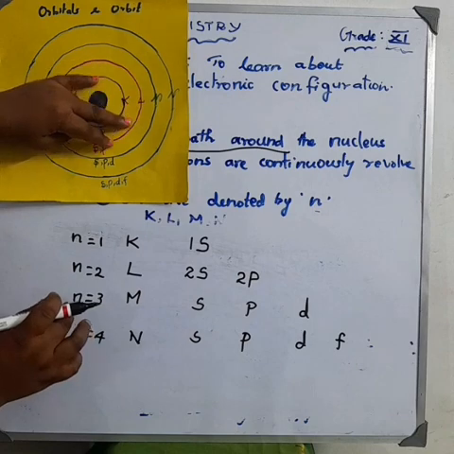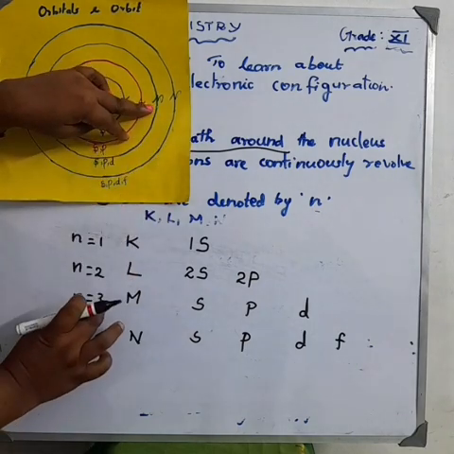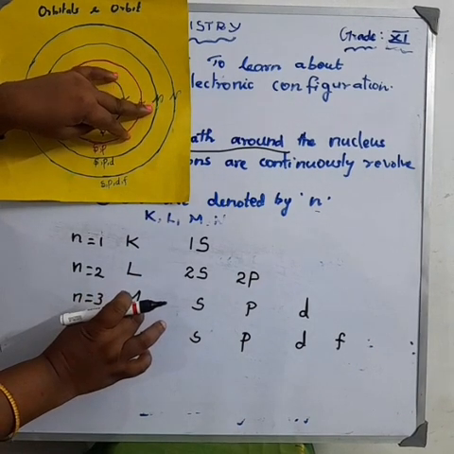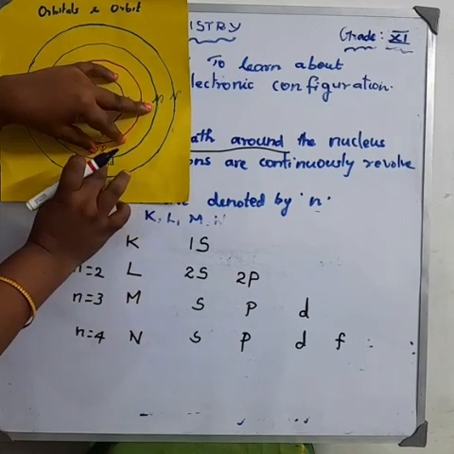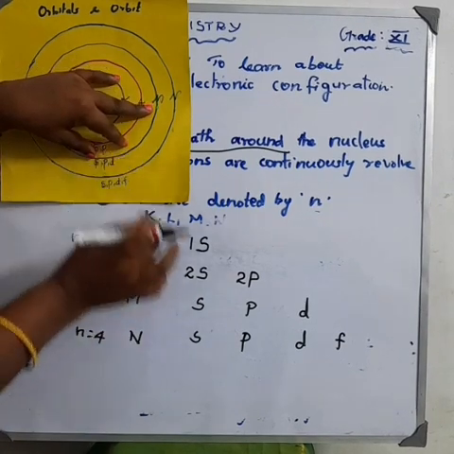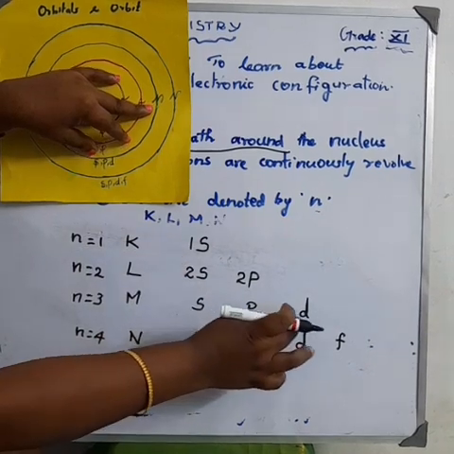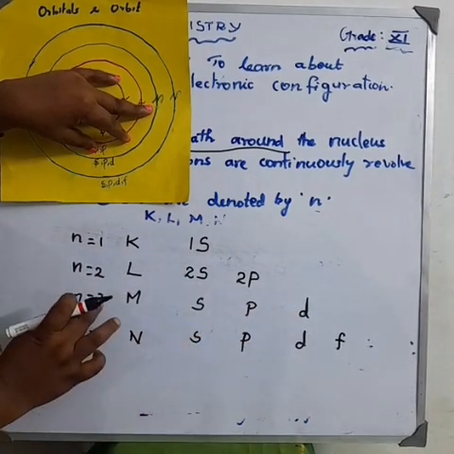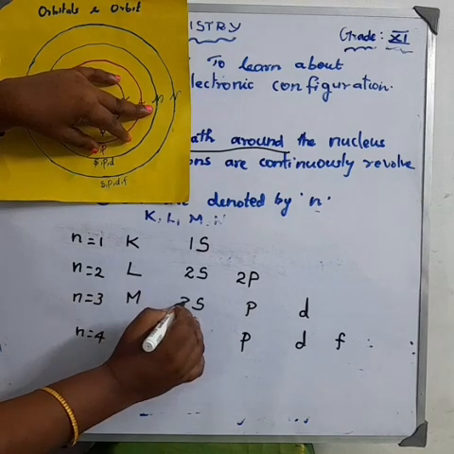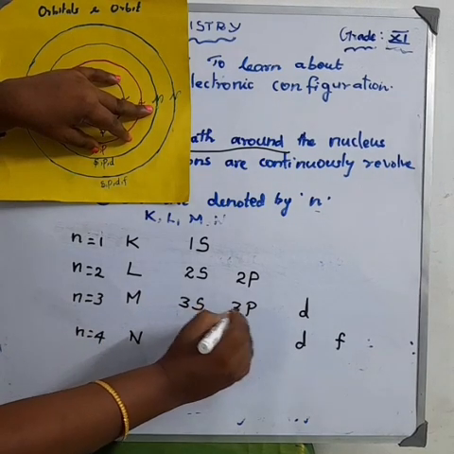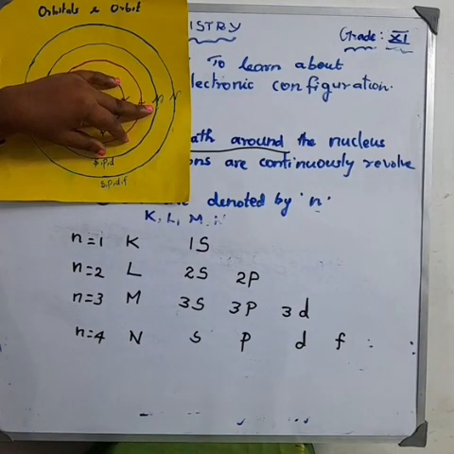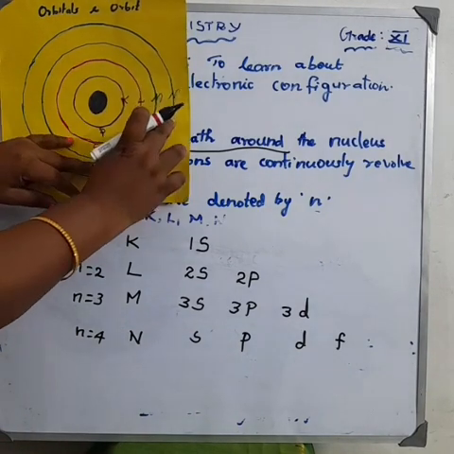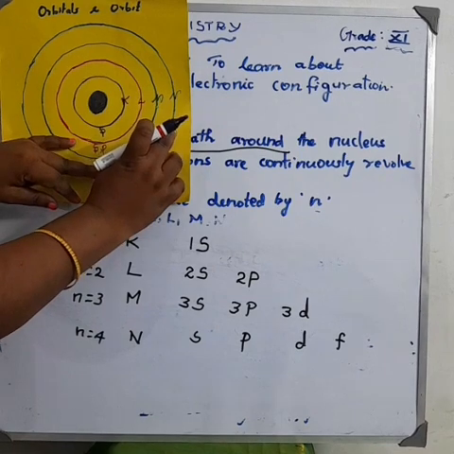Third orbit means n is equal to 3. What is the name of the third orbit? M. Whatever orbitals are there, 3 orbitals: S, P and D. So n is equal to 3, so 3s, 3p and 3d. You understand? And then finally, n is equal to 4.